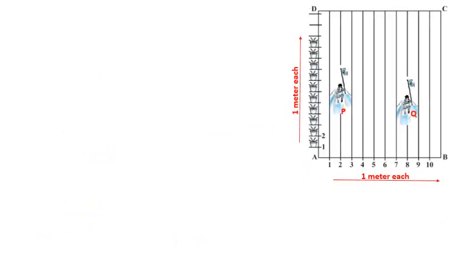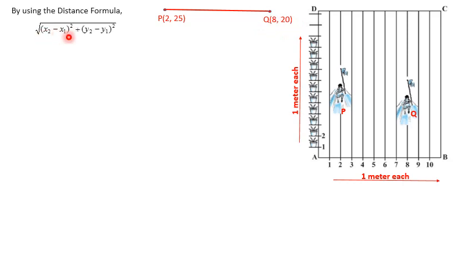From the diagram, we have to calculate the length of PQ. The coordinates of P are (2, 25) and the coordinates of Q are (8, 20). By using the distance formula, root of (x2 minus x1) the whole square plus (y2 minus y1) the whole square, we can calculate the distance. So distance of PQ is equal to root of (x2 minus x1). Here x2 is 8, x1 is 2. So (8 minus 2) the whole square plus (y2 minus y1), y2 is 20, y1 is 25. So (20 minus 25) the whole square.